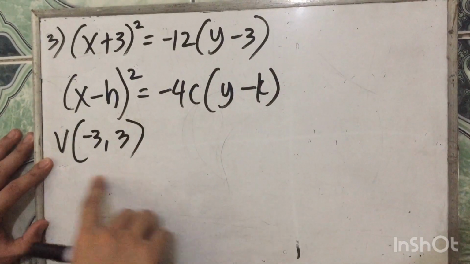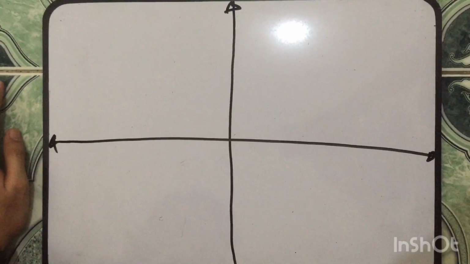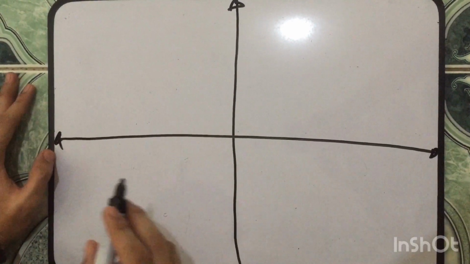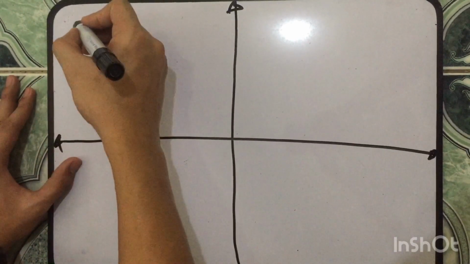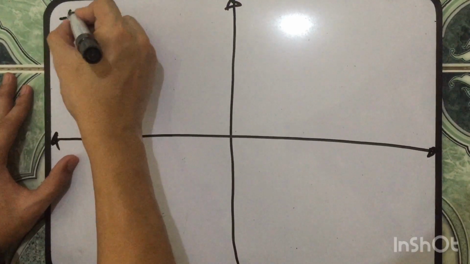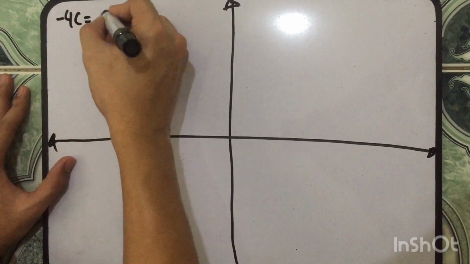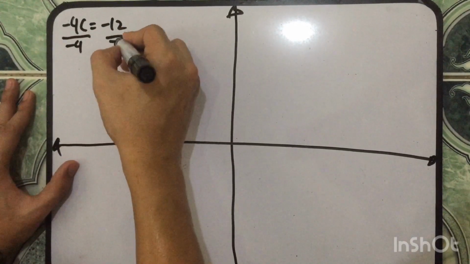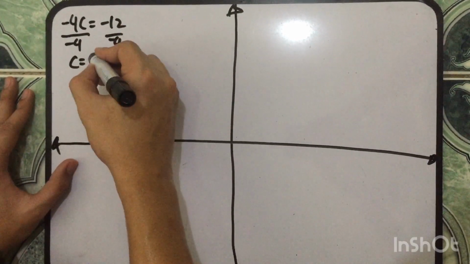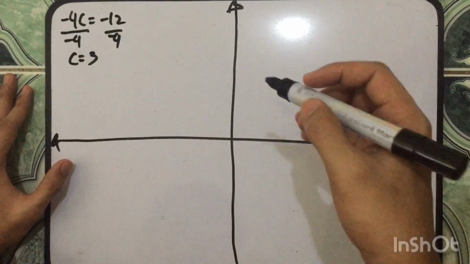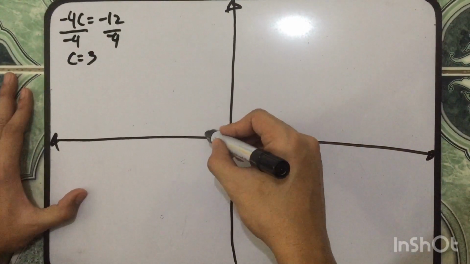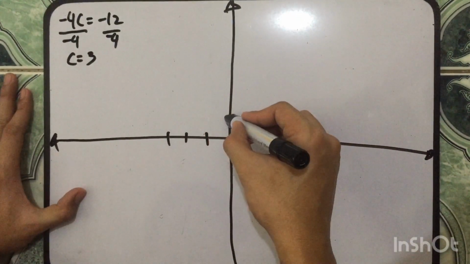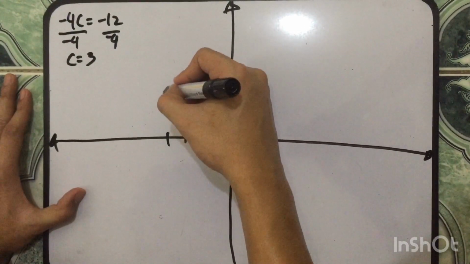So we have now the vertex. To determine the focus, directrix, and the axis of symmetry, we have to solve for c. So we have -4c = -12. Divide both sides by -4. That means c = 3. So the vertex is (-3, 3).